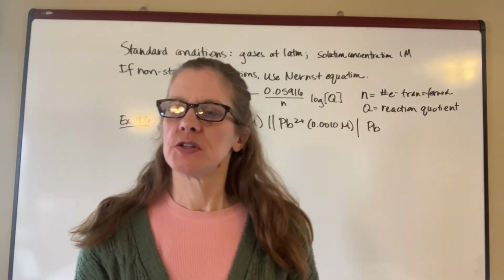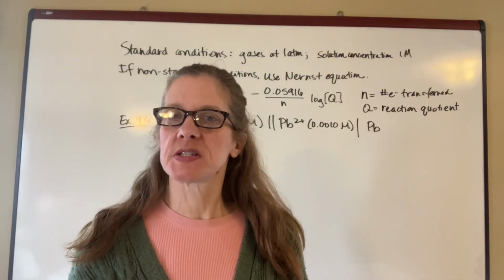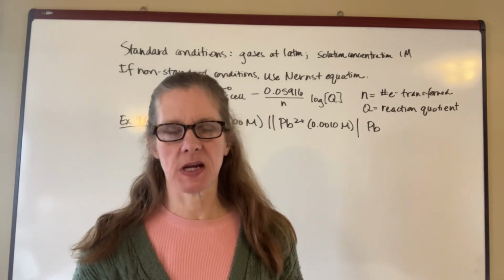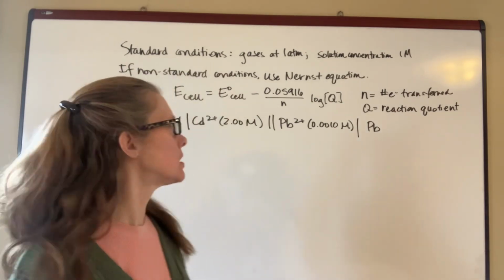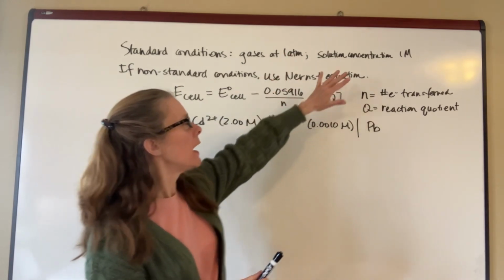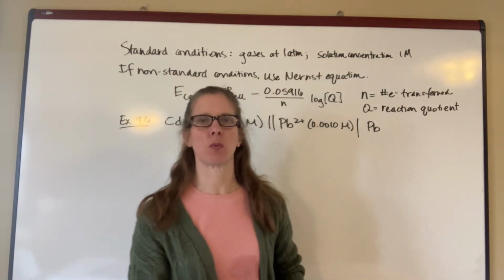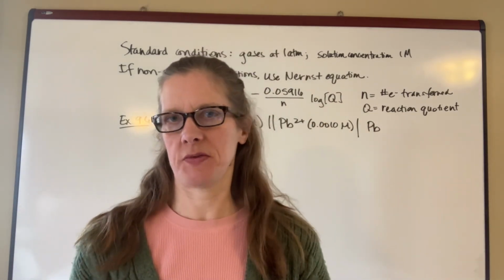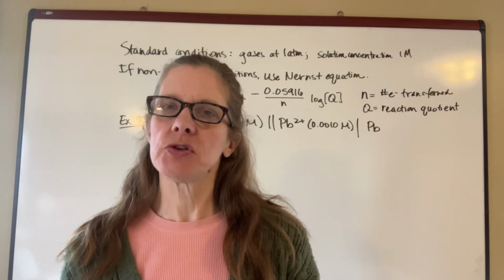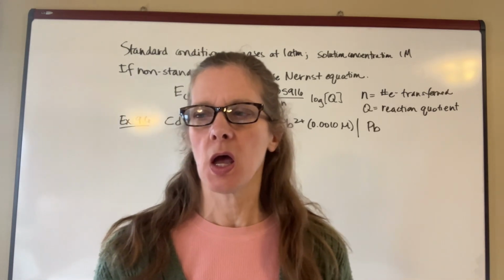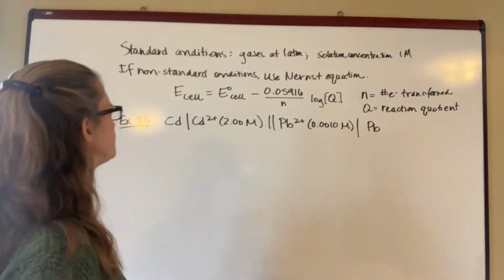Whenever we've been determining the potential of a cell so far, we've always had standard conditions. And standard conditions are defined that your gases are at 1 atmosphere of pressure and your solution concentration is at 1 molar. But what happens if you don't have standard conditions? Well, if you don't have standard conditions, then we have to use the Nernst equation to determine the cell potential.